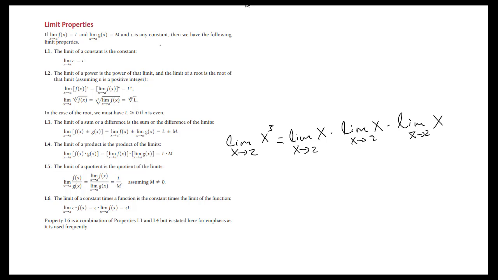How much is it going to be? Well, I'm just going to plug in the value here. The limit when x approaches 2 of x is going to be 2, times the same answer, 2, times the same answer, 2. 2 times 2 is 4, 4 times 2 is 8. Then my final answer is that the limit when x approaches 2 of x cubed is equal to 8.